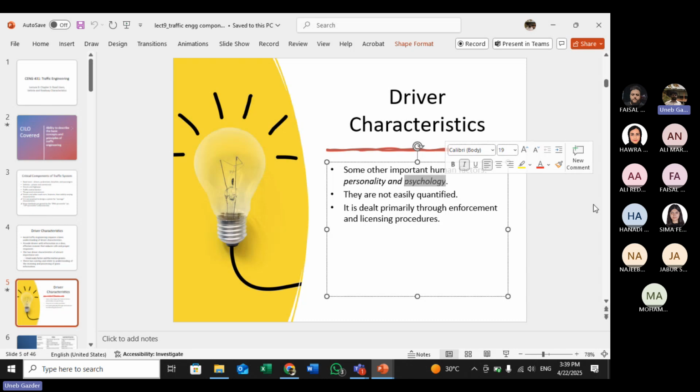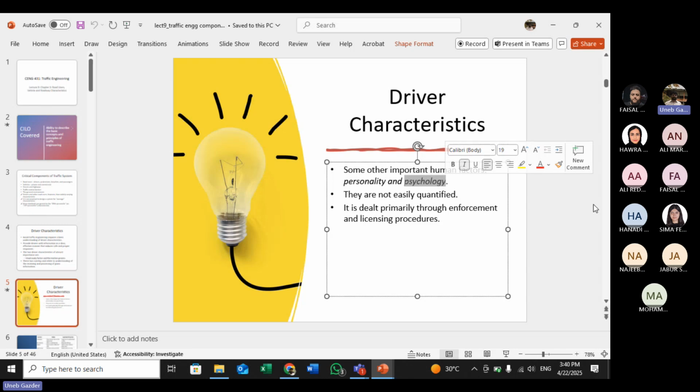Now, the problem with psychology and personality is that they are very hard to control and very hard to measure. You can measure vision, you can measure reaction time, but you cannot measure somebody's personality and psychology. You cannot give a number to it. So how do we use it in our design? We cannot use it in the design. So what do we do? We make laws and regulations which force the driver to drive in a certain manner. Laws and regulations are there to make the driver follow the correct driving behavior, to cancel the effect of personality and psychology.